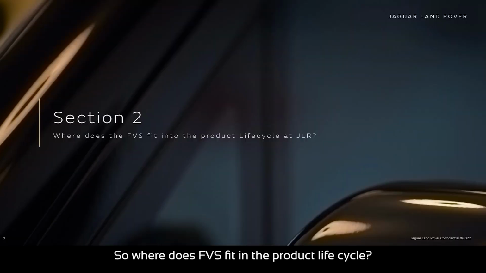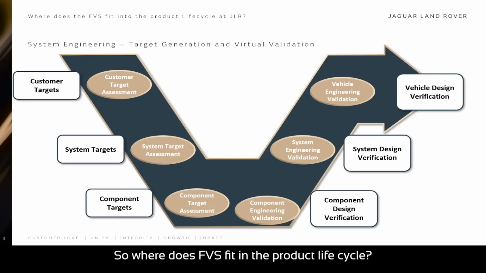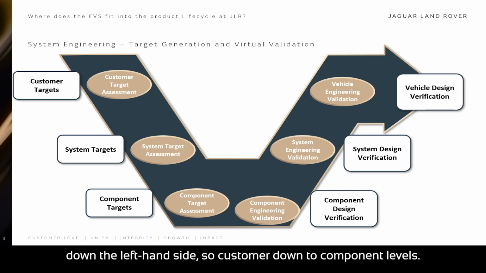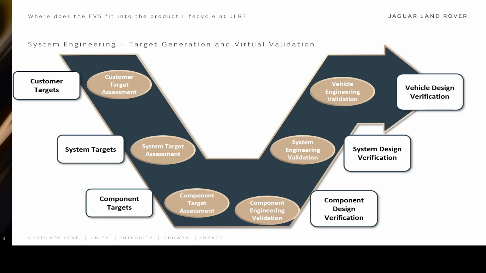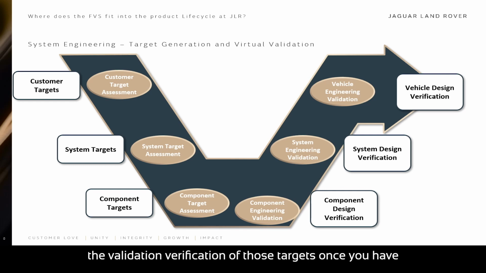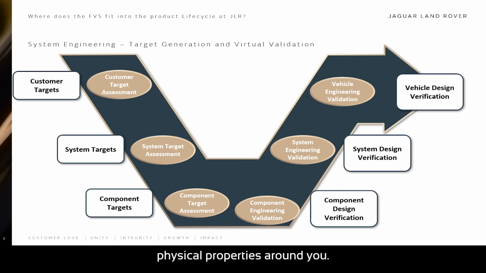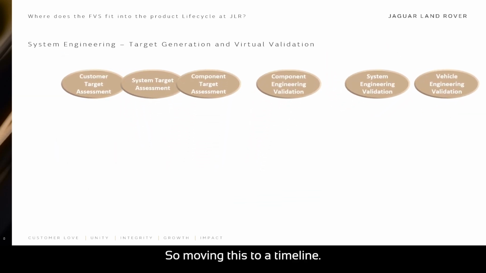So where does FVS fit in the product lifecycle? From a system engineering perspective, most of you should be aware of the system engineering V. The initial validation of the targets down the left hand side, so customer down to component levels, and then the validation verification of those targets once you have physical properties around you. So moving this to a timeline.